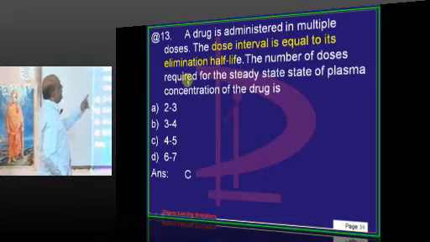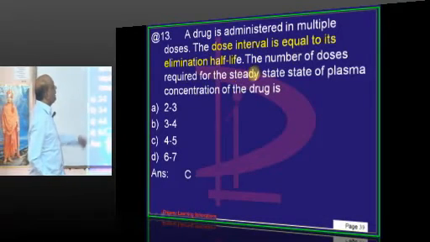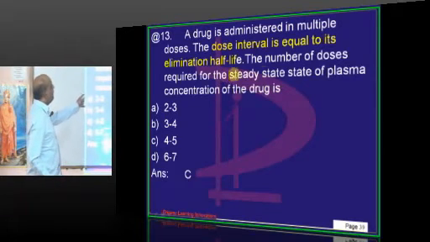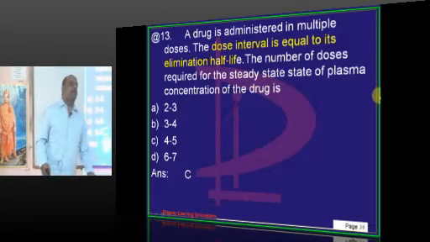A drug is administered in multiple doses. The dose interval is equal to its elimination half-life. The number of doses which are required for the steady state concentration of the drug to be achieved is how many half-lives?